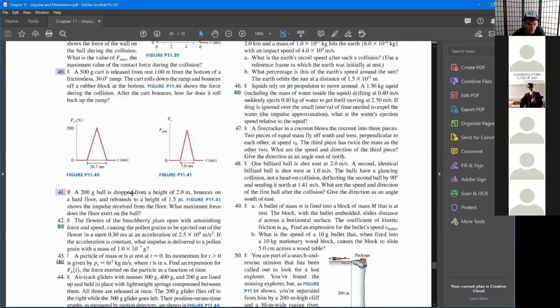A 200 gram ball is dropped from a height of 2 meters, bounces on a hard floor, rebounds to a height of 1.5 meters. What is the maximum force? Robert, is that one? Can you see it? Yeah, that's the one. Okay, so let me share screen.